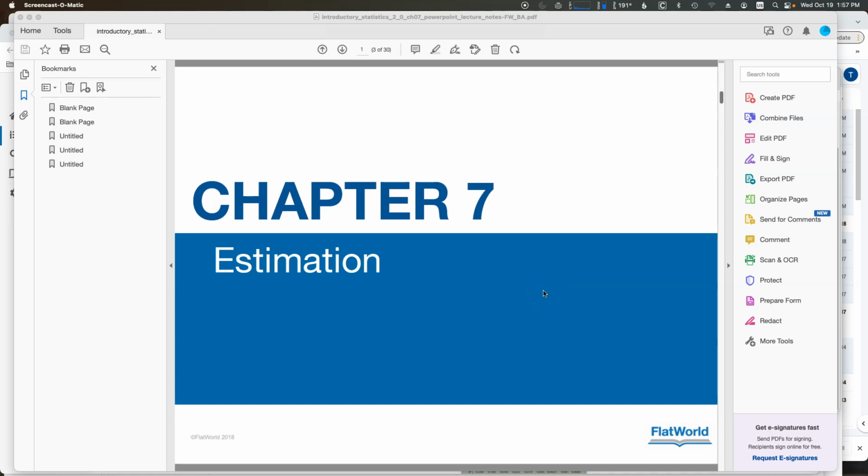In this chapter, we're looking at estimation, and the importance of estimation is that what we're essentially building on here is our ability to talk about how valid and meaningful a sample is in talking about the population as a whole.